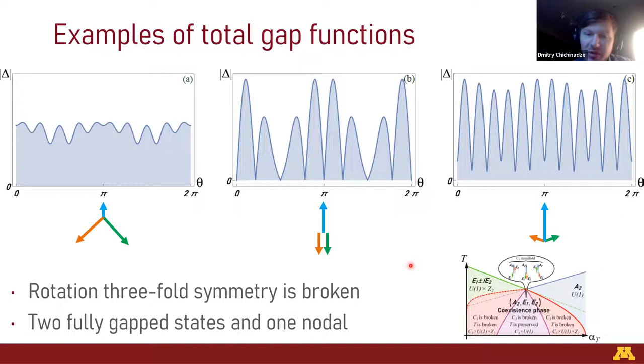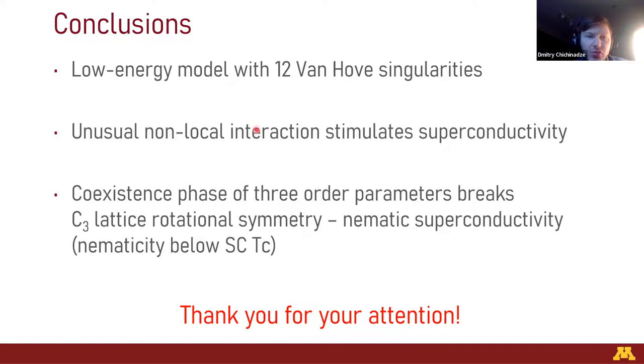So with this, let me flash my conclusions. We studied a low energy model with 12 Van Hove singularities. We used this Kohn-Luttinger type interaction. It's quite an unusual non-local interaction, and it stimulates superconductivity already at the bare level of interactions. We got that there is a coexistence phase of three order parameters, and this coexistence phase breaks C3 lattice rotational symmetry and leads to nematic superconductivity, so nematicity below the superconductivity. Thank you for your attention.